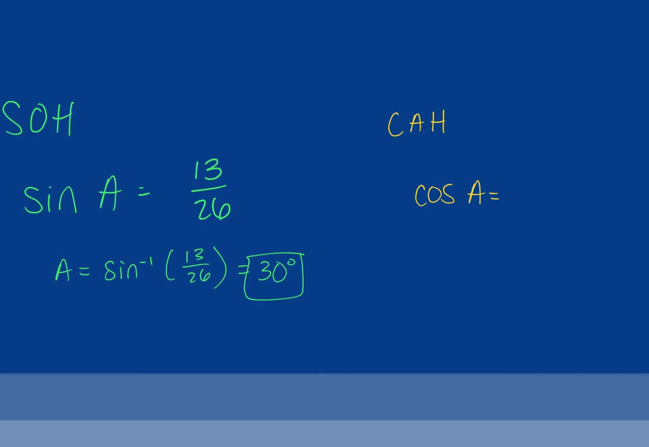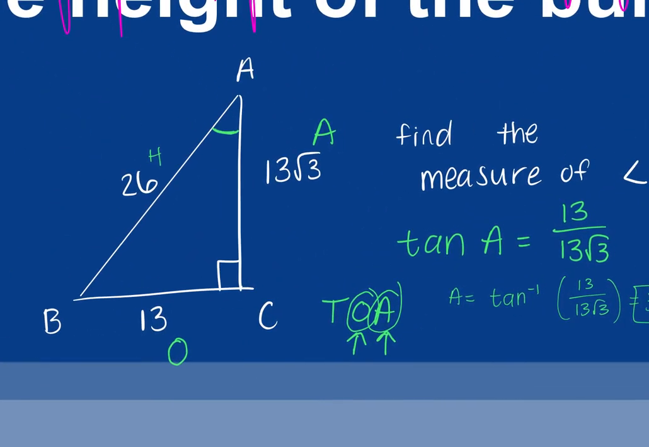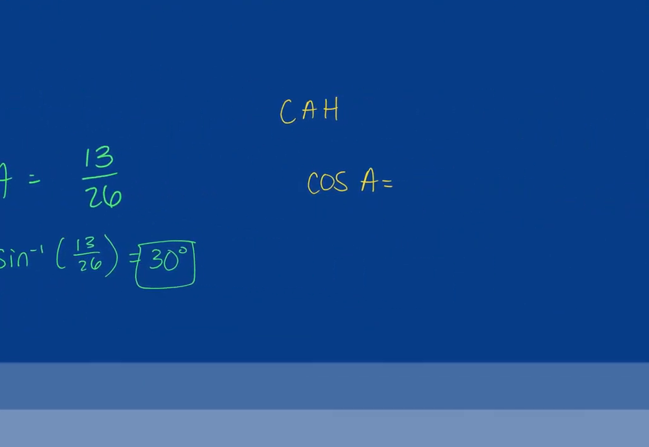H. So, we already labeled each of our sides. What's A? So, let's put that in the numerator, 13 root 3. And what's H? 26. So here we're going to get A equals the cosine inverse of 13 root 3 over 26.